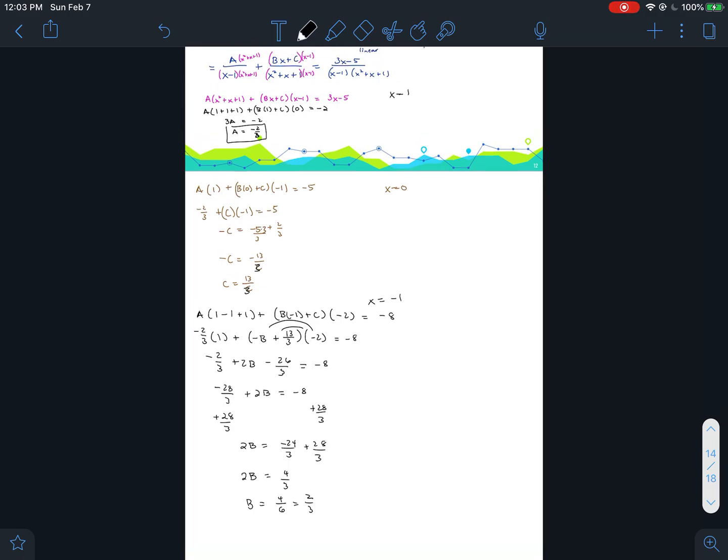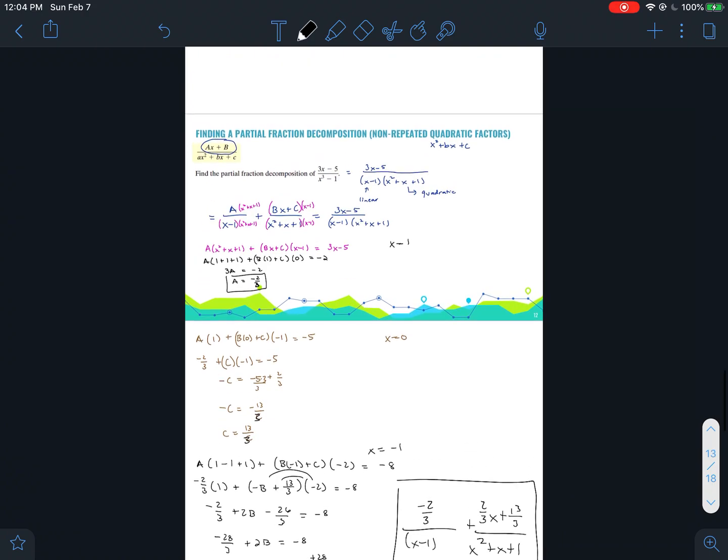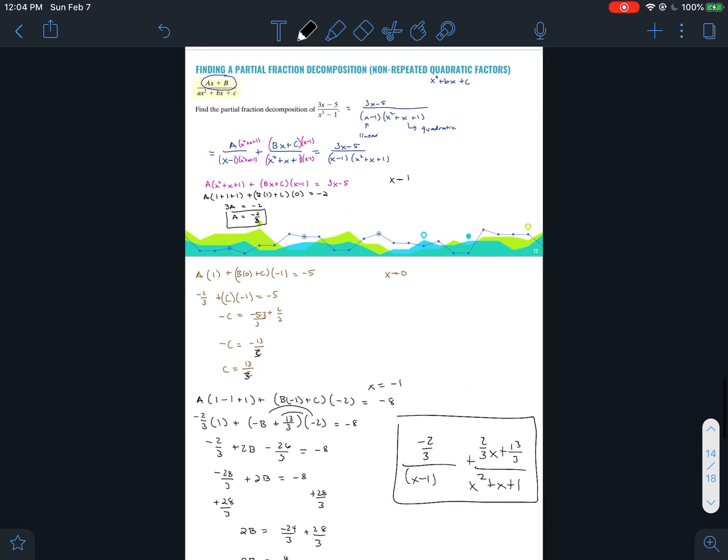So when I break this back up, you had A over x minus 1, and A was negative 2/3, so negative 2/3 over x minus 1, then plus Bx, so 2/3 x plus C, which was 13/3, over x squared plus x plus 1. And that would be the decomposition of that original rational expression.